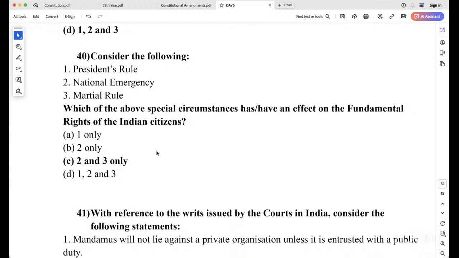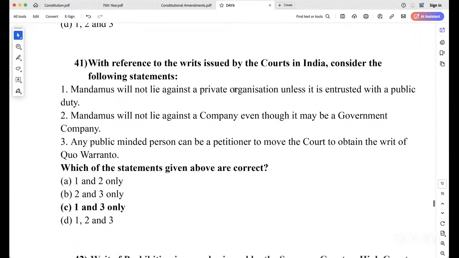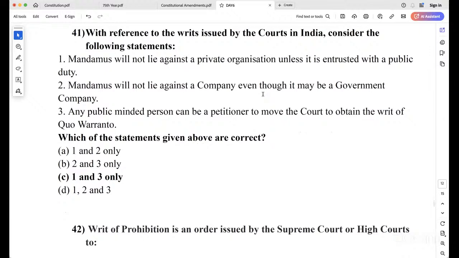Clear? Next, with reference to the writs issued by the courts in India, consider the following. Mandamus will not lie against a private organization unless it is entrusted with a public duty. Mandamus will not lie against a company even though it may be a government company. Any public-minded person can be a petitioner to move the court to obtain the writ of quo warranto.